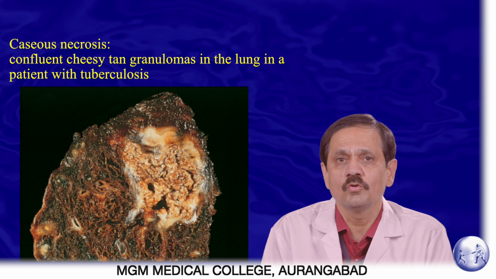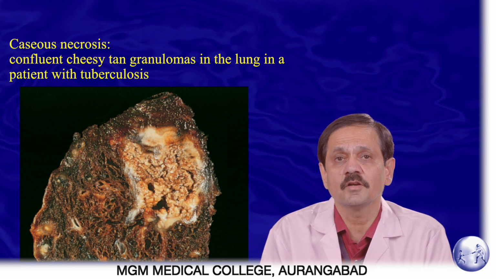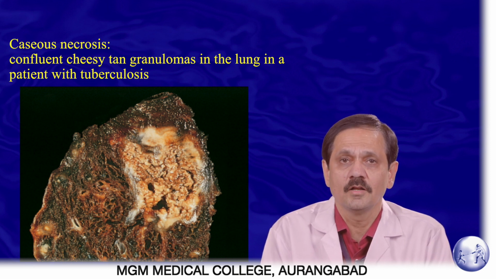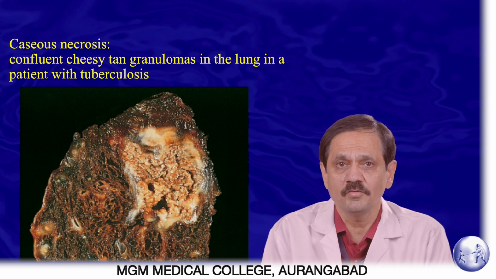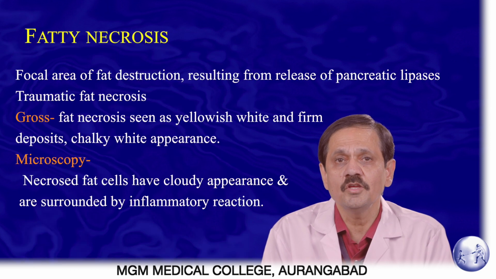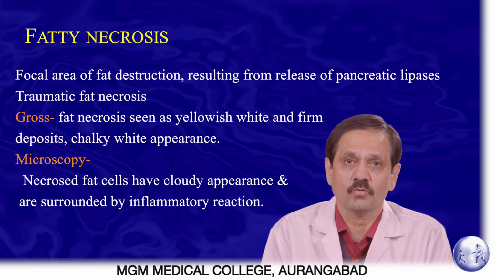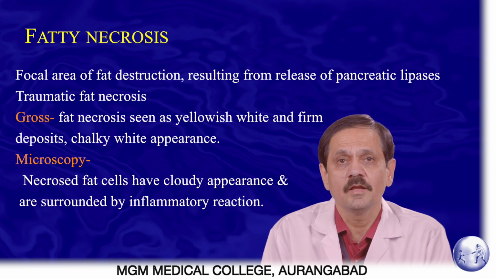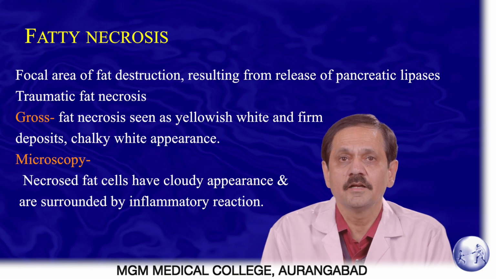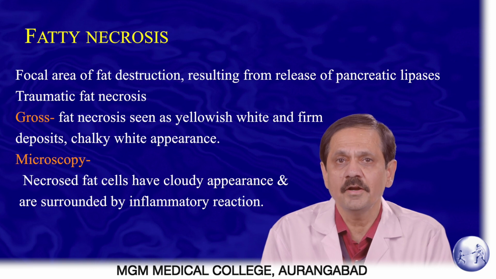We will switch over to the next type that is very important, called fat necrosis. Now this fat necrosis is commonly seen in the abdomen as well as with injury to the breast tissue. So there is a necrosis of the fat. Now what is the pathogenesis of this fat necrosis? This is commonly seen in acute pancreatitis. Whenever there is acute pancreatitis, enzymes like trypsin as well as amylase and lipase are liberated.